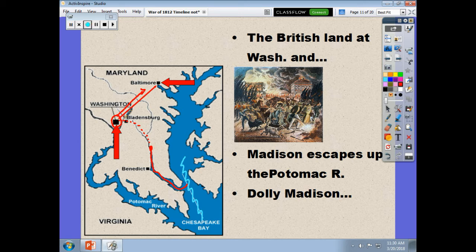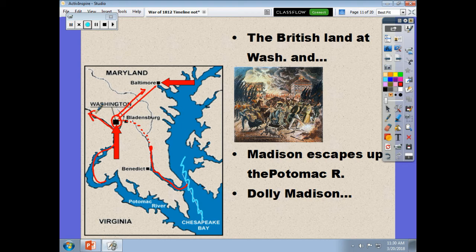Madison escapes up the Potomac River, so the president, along with his advisors, goes further up the Potomac River and really tries to get out of the way. So Madison is going to go that direction, away from Washington, D.C. And his wife, Dolly Madison, is going to be very instrumental in making sure that certain artifacts in the White House are going to be preserved before it gets burned down.